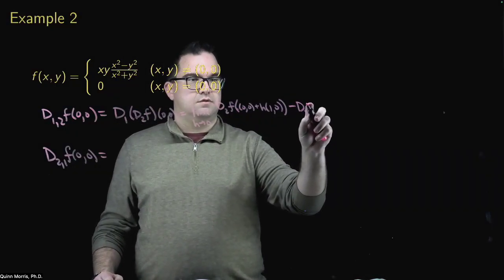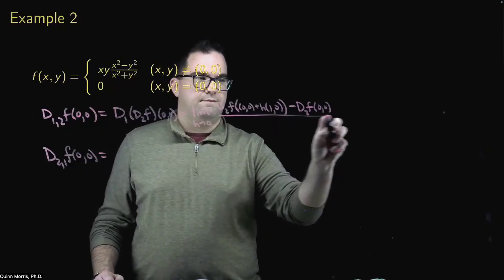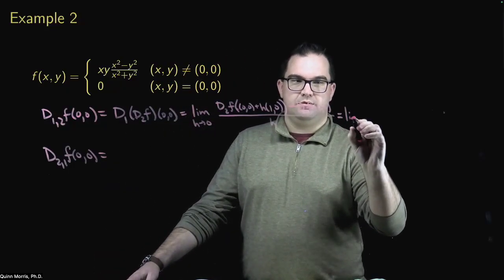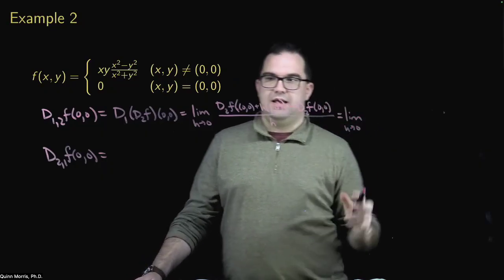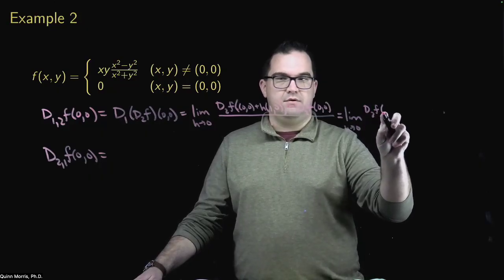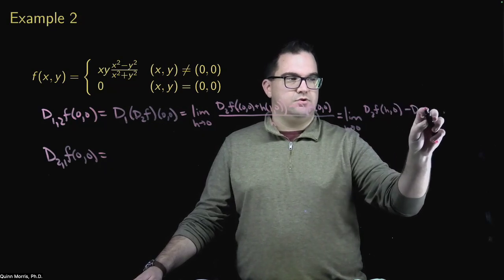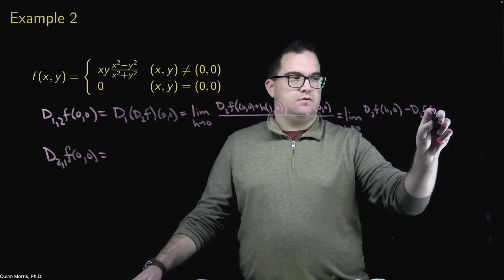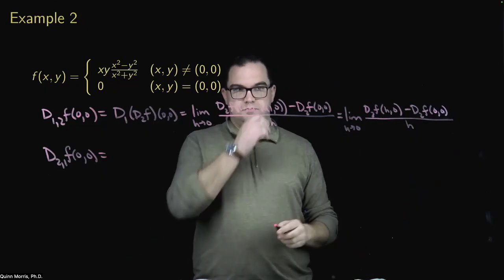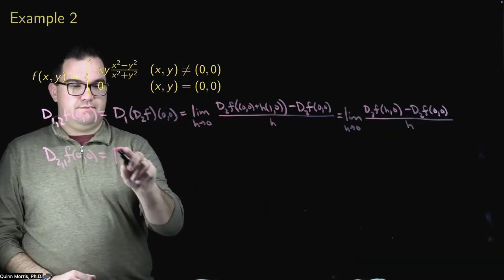Minus this function evaluated at 0, 0, all over h. So if I just write out what this is here, this is the limit as h goes to 0 of D2 f of (h, 0) minus D2 f of (0, 0), all over h.